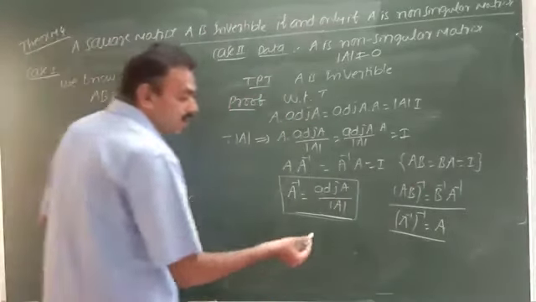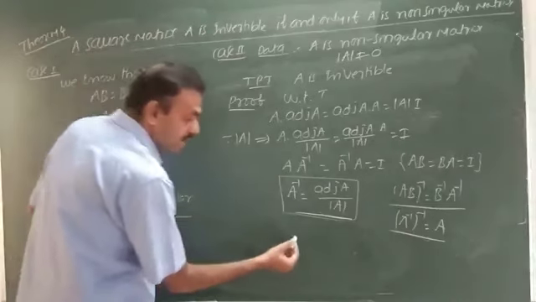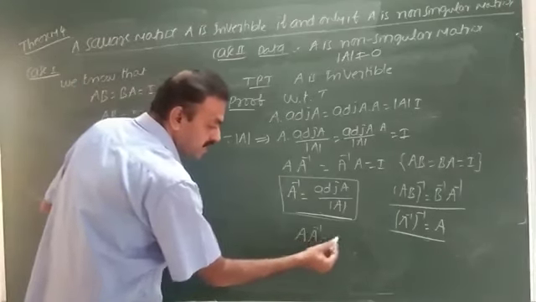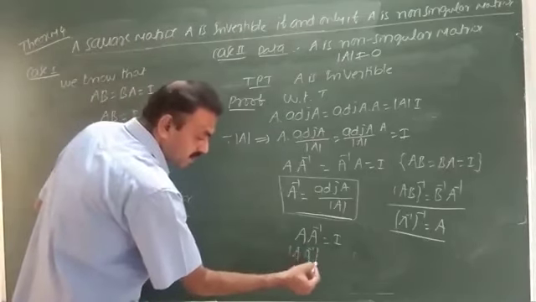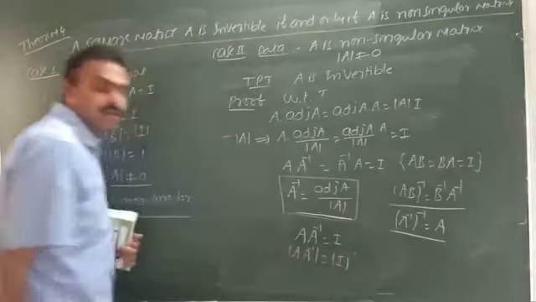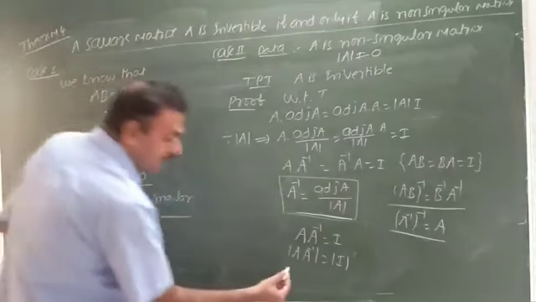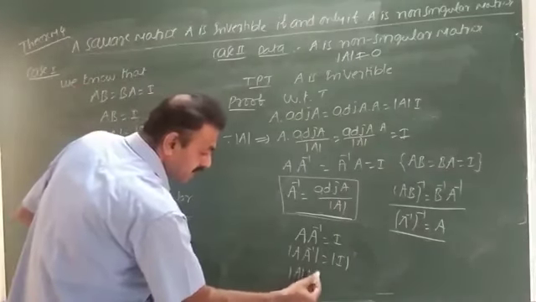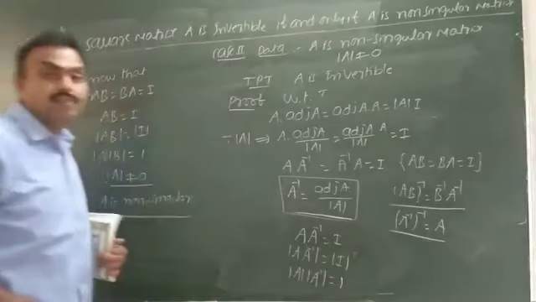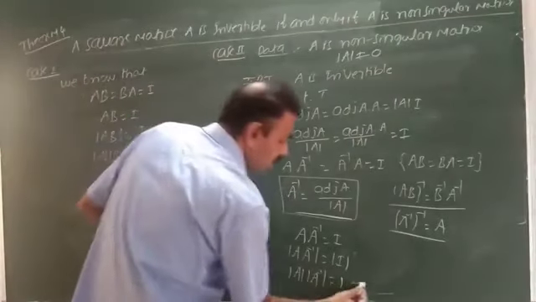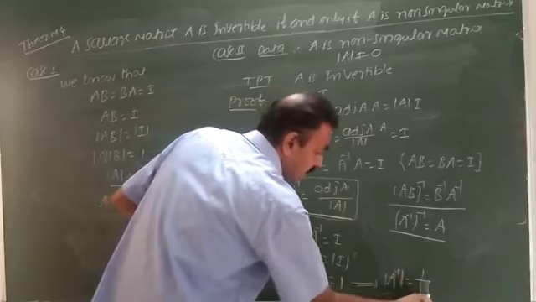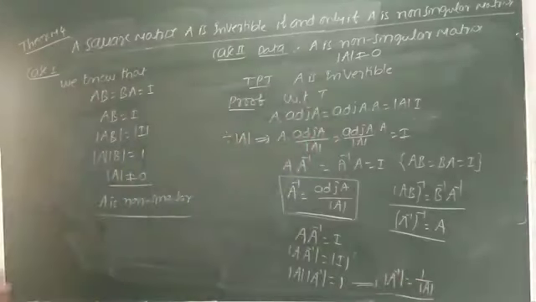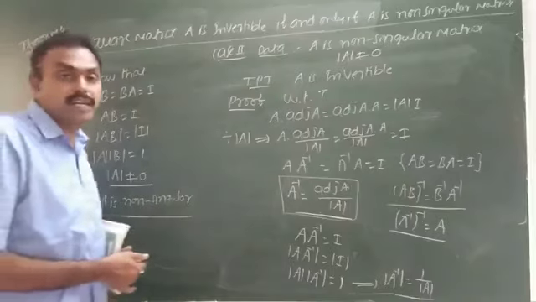Always remember, you have already proved that A into A inverse is always I. Suppose you take the determinant throughout, what happens? Determinant A into determinant A inverse is determinant of I, which is 1. Then from this we can infer that determinant A inverse is 1 by determinant A. So determinant of A inverse is 1 by determinant A.